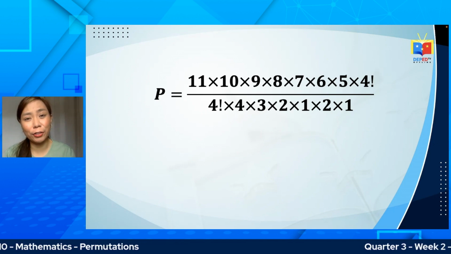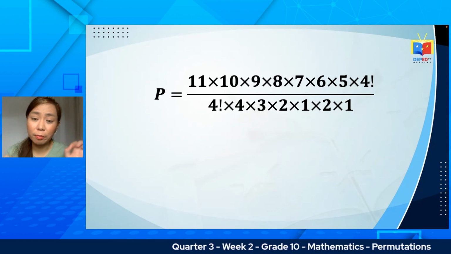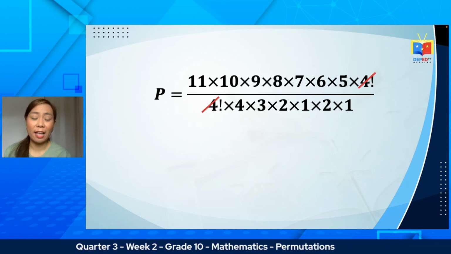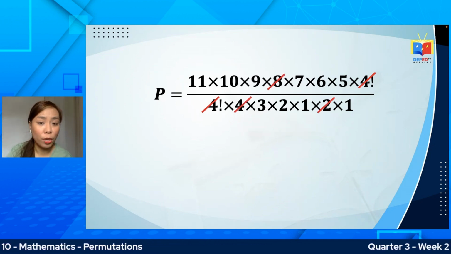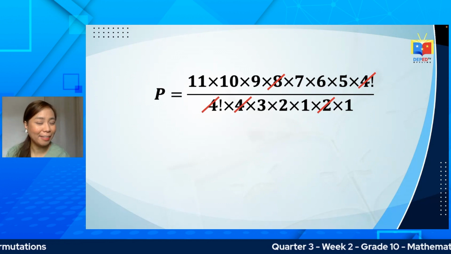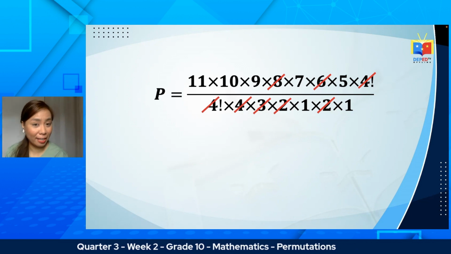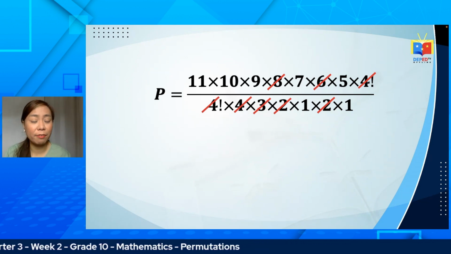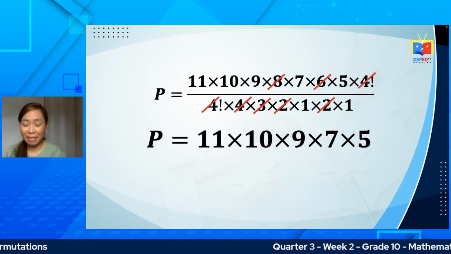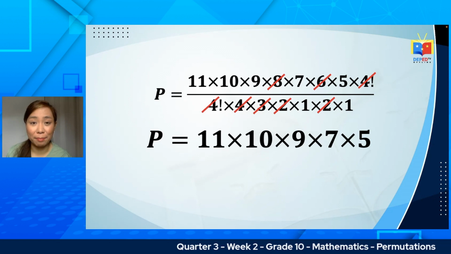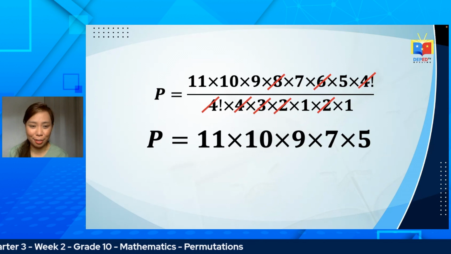If you do not have your calculators with you, don't worry, I will help you. Let's start canceling common terms on the numerator and the denominator. So cancel 4 factorial. What else can we cancel? 8, which is also equal to 4 times 2, right? What else? We can also cancel 6. That's 3 times 2. And the simplified form for your permutation is 11 times 10 times 9 times 7 times 5. So you can do this manually, or you may use your calculator.